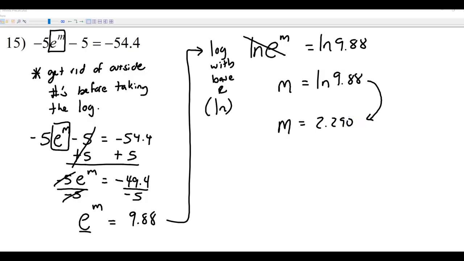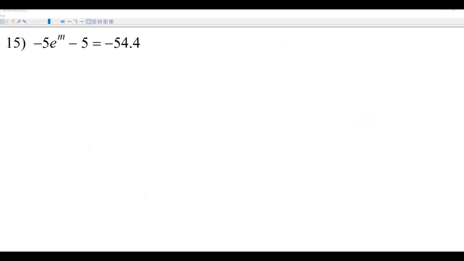Now, on your sample problem that I'm going to bring up for you guys here, it's not going to be in a base of e. It's going to be a base of 2. So for this one, you will need to use the change of base.